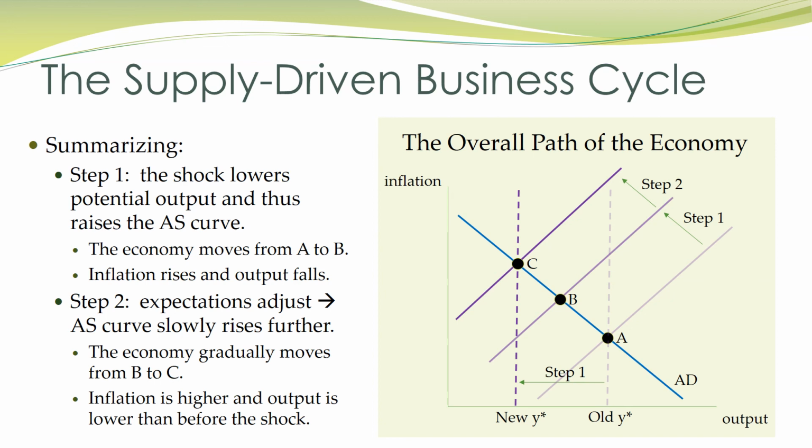Stagflation begins. Consumers and firms then notice that inflation is higher than they expected. They raise their inflationary expectations, causing the AS curve to rise. This rise, in turn, causes the economy to move slowly up the AD curve from point B to point C. As a result of this movement, the initial stagflation gets even worse. Inflation continues to rise, while output continues to fall.